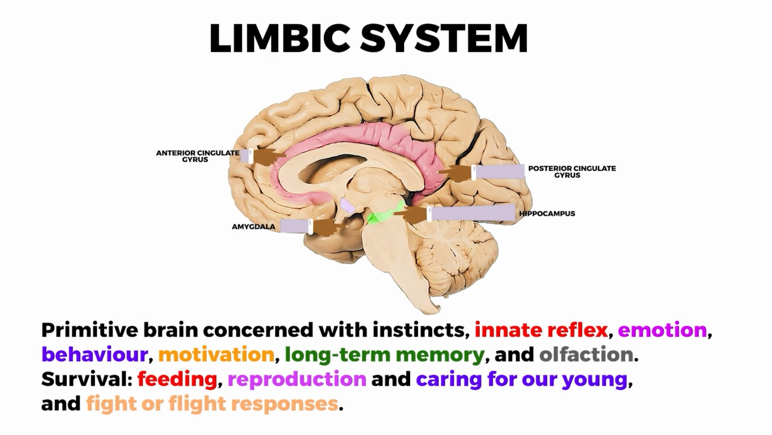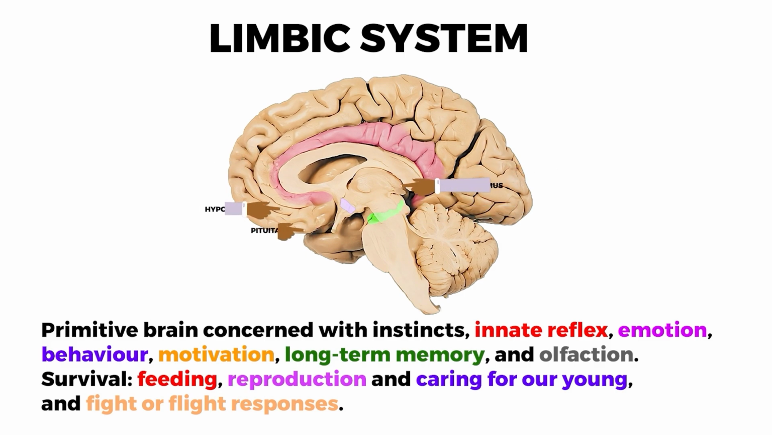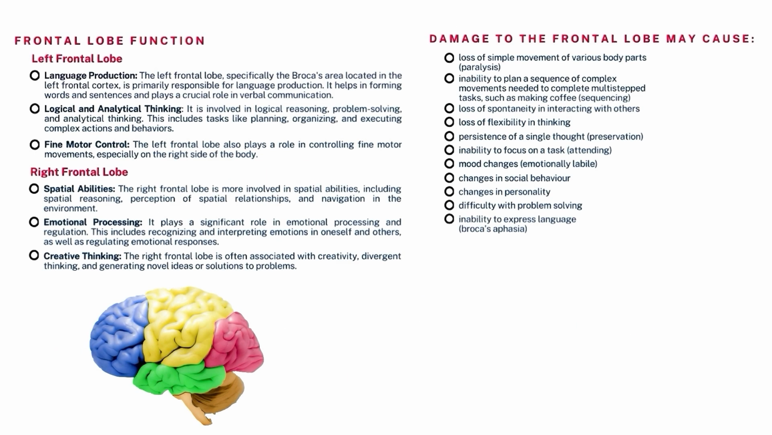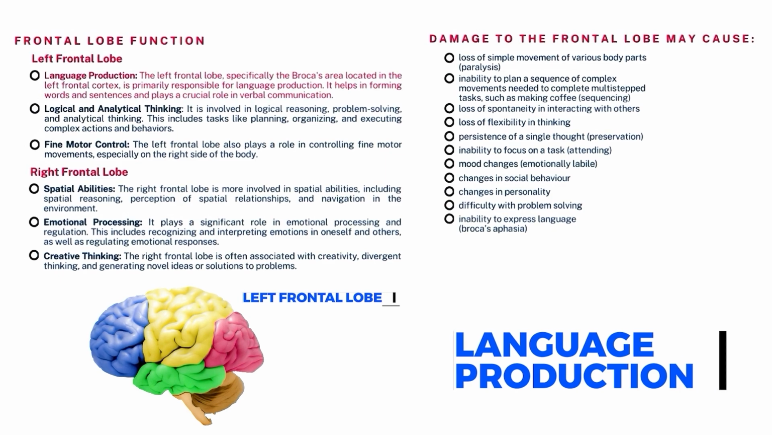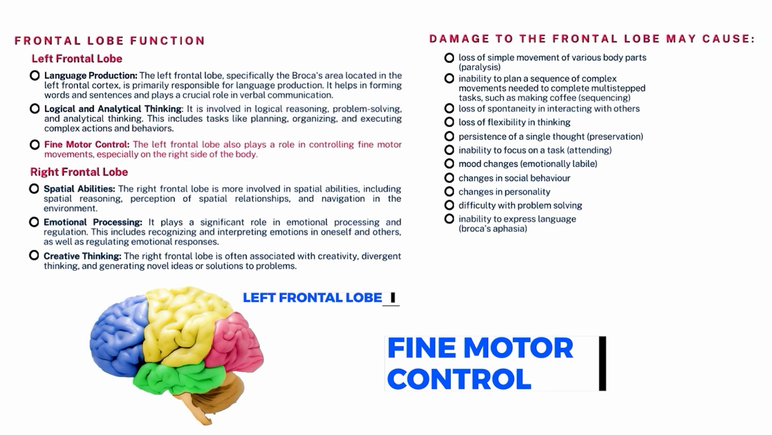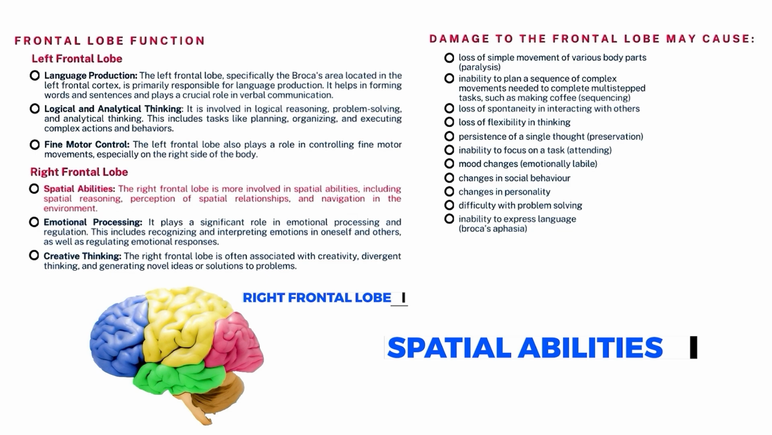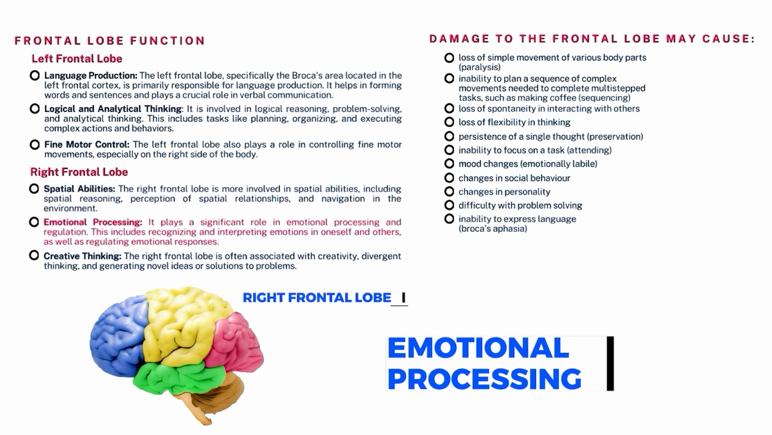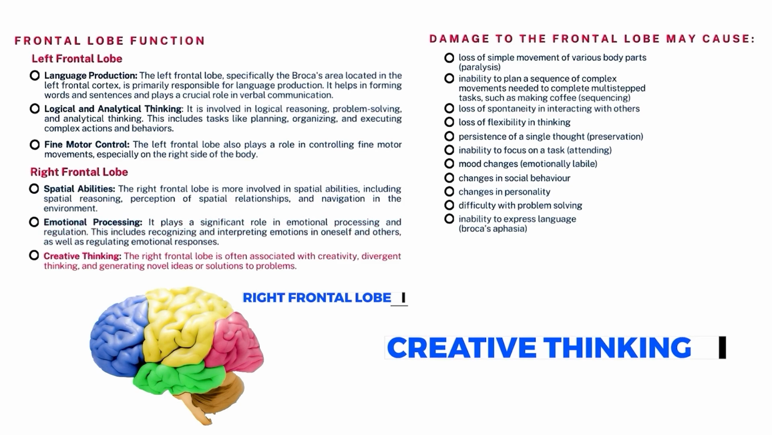The limbic system is a primitive brain involved in innate reflex, emotion, behavior, motivation, long-term memory, olfaction, and interestingly, survival instinct, feeding, and reproduction. Frontal lobe function includes language production. Left and right have special functions: the left has logical and analytical thinking and fine motor control, and the right frontal lobe has spatial abilities, including spatial reasoning, emotional processing to control the emotions, and creative thinking, creativity and divergent thinking, lateral thinking, etc.